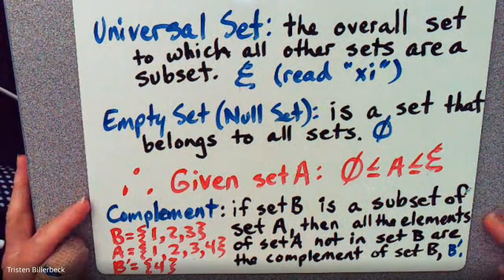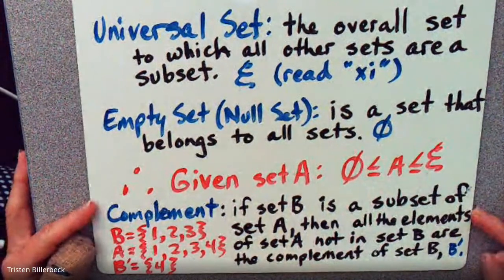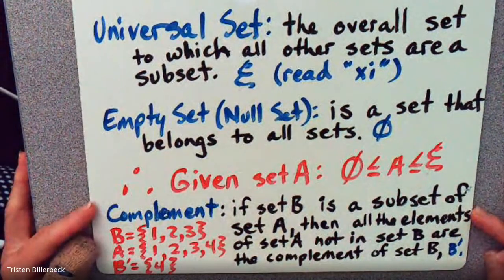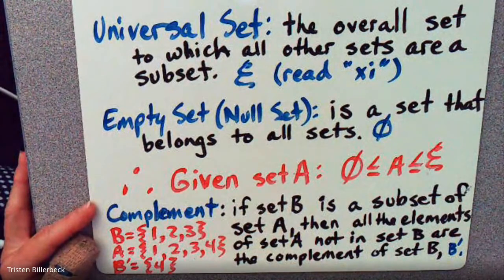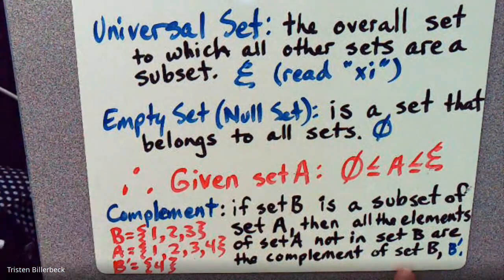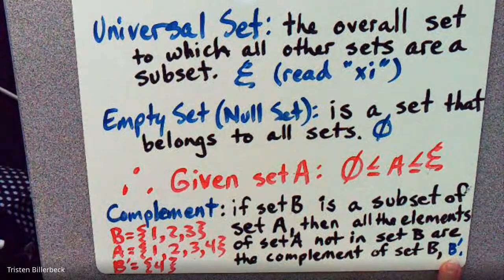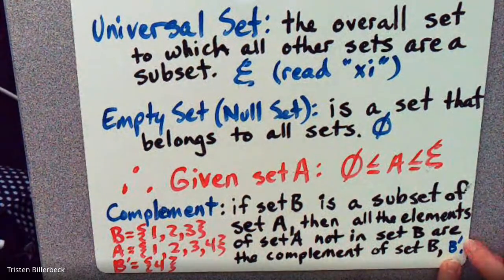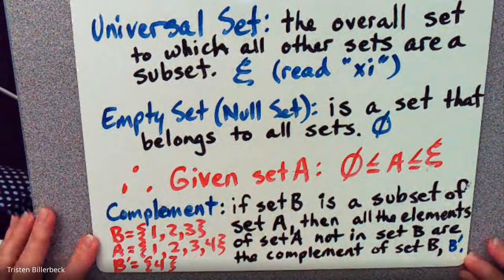Okay, our last bit of vocabulary is complement. So if set B is a subset of set A, then all the elements of set A not in set B are the complement of set B, and we write B with a little prime mark here. Okay, so let's look at this really quickly.